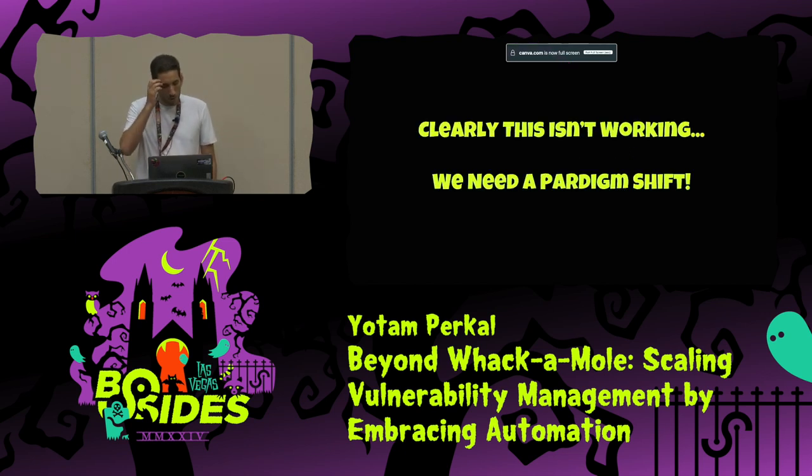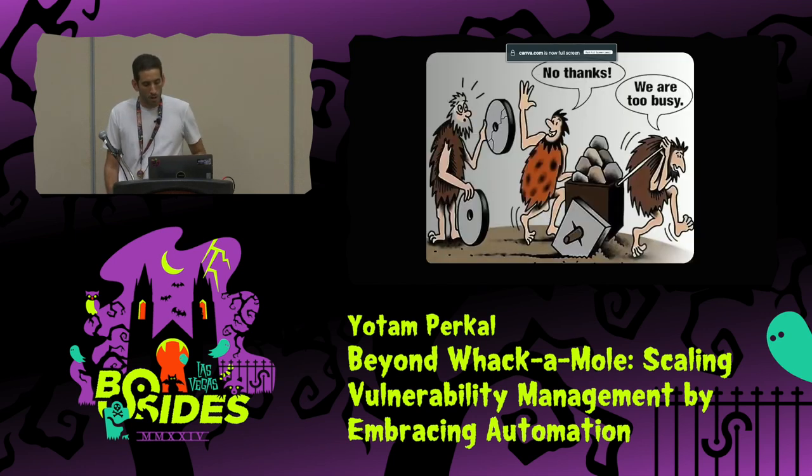So clearly this isn't working. As we saw, nothing dramatic has changed in the way that we do vulnerability management, while a lot has changed and keeps changing in our environments. So we need to think differently. We need a paradigm shift. We can't continue doing the same things and expect things to change, because they won't. And this is a good reflection of where we're at when it comes to vulnerability management: we're heads down, drowning in vulns, but we're not thinking that maybe there's a more efficient way of doing things differently.